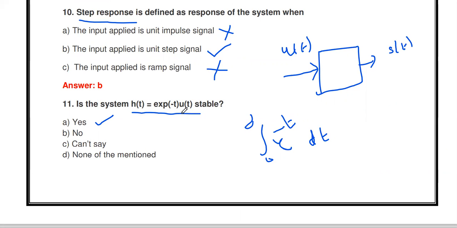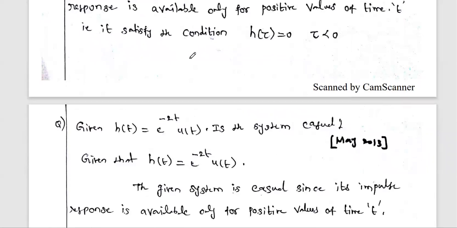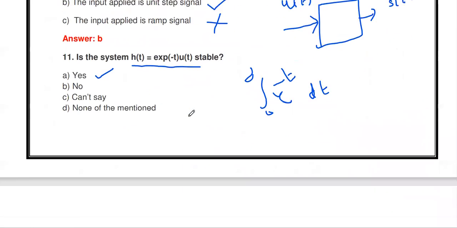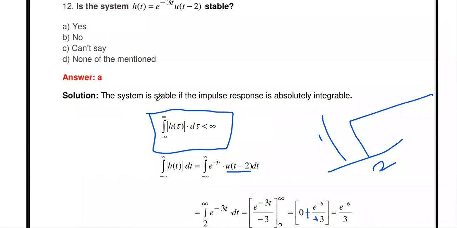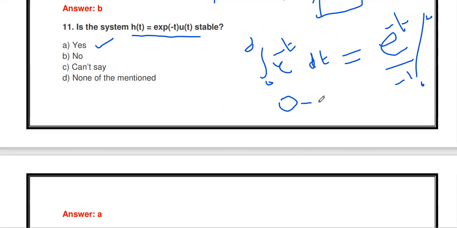Check whether h of t equal to e power minus t u of t is stable. So you see the given system. This is for causal. If it is for a stable system, we have to use, similar to this formula, integration 0 to infinity of e power minus t dt. If you are integrating this, we will get e power minus t by minus 1 with the limit 0 to infinity. Substituting the upper limit gives 0, then minus of, substituting the lower limit 0 means 1, so 1 by minus 1. So the minus minus cancels, and we get the answer 1. So it's finite. So the system is said to be stable.